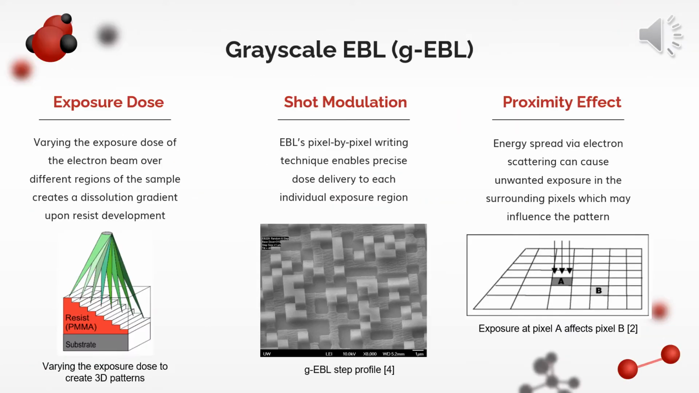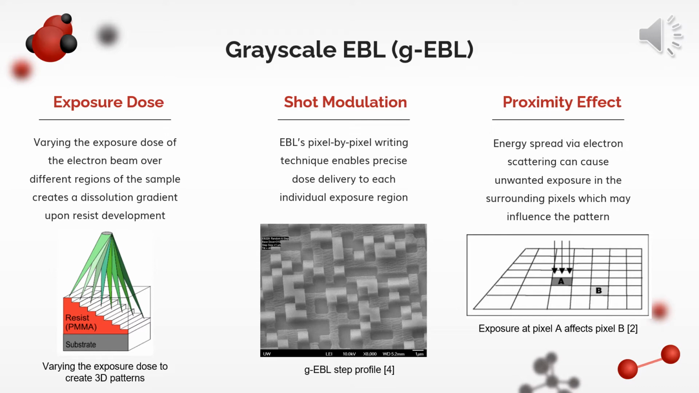The key idea behind grayscale electron beam lithography is modifying the exposure dose spatially across a resist. This can be achieved by tailoring the exposure time or incident electron energy. This gradient in exposure creates a differential solubility among different spatial regions in the resist, which upon development yields varying depths, creating the three-dimensional pattern.